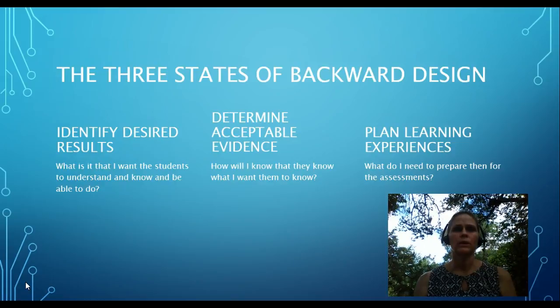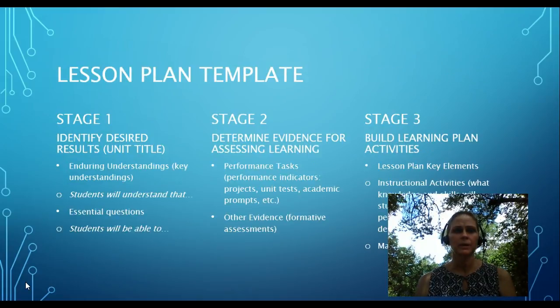So what are the three stages of backward design? Identifying your desired results, which is what it is that I want the students to understand and know and be able to do. Determine acceptable evidence. How will I know that they know what I want them to know? And plan learning experiences. What do I need to prepare them for the assessments?